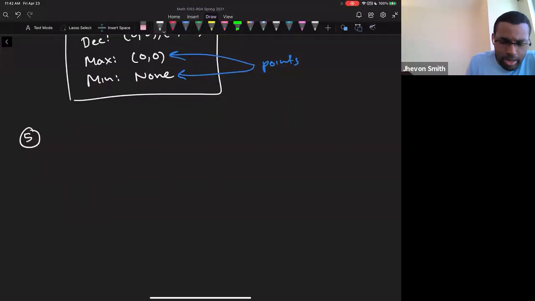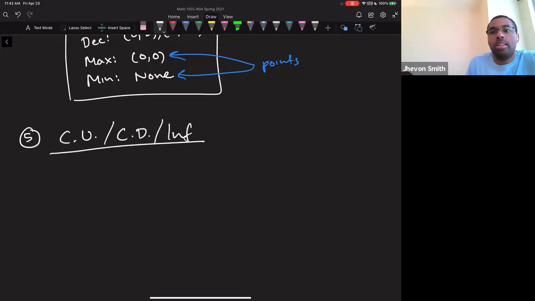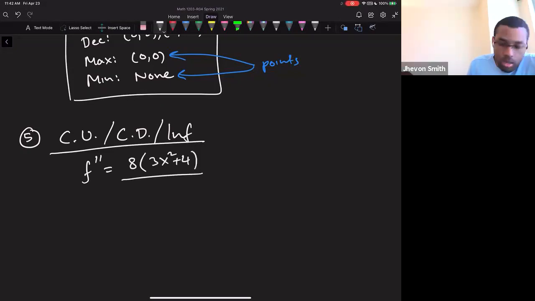Here's where we look at concavity. So where are we concave up? Where are we concave down? Where do we have inflections? That's all taken care of in the fifth step. They're all taken care of by the second derivative, which here we were given is 8 times 3x squared plus 4 over x squared minus 4, cubed.